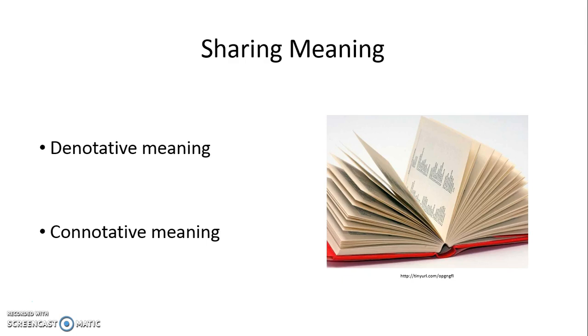When we first think about a word, we usually think about the denotative meaning, the dictionary definition of the word. For example, dog, D-O-G. If I were to look up in the dictionary, what is a dog? It would probably say a canine, four-legged animal that goes roof roof, that's often domesticated as a pet.